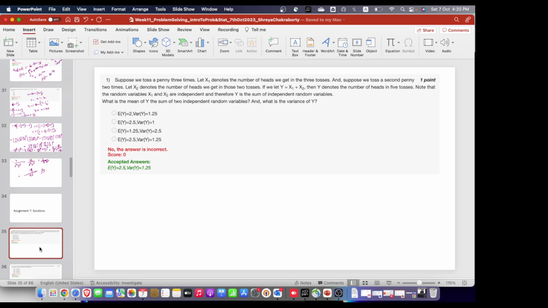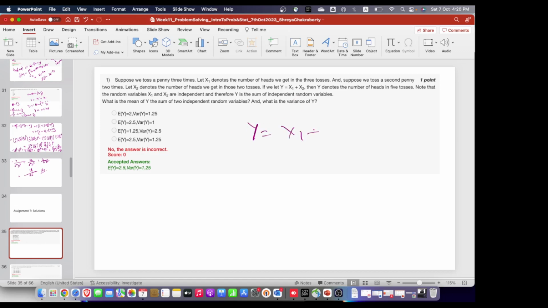Okay, so suppose we toss a penny 3 times. X1 denotes the number of heads we get in 3 tosses. Suppose we toss a second penny 2 times, and X2 denotes the number of heads we get in those 2 tosses. So if Y equals X1 plus X2, then Y denotes the number of heads in 5 tosses. Note that X1 and X2 are independent, and therefore Y is the sum of independent random variables. What is the mean of Y, the sum of 2 random variables? And what is the variance of Y?